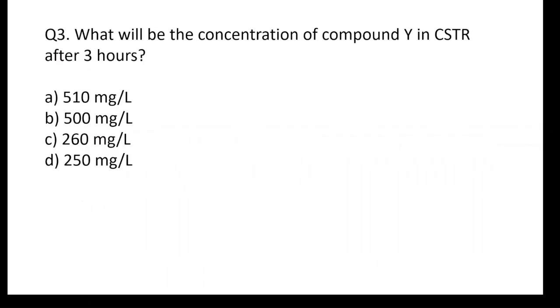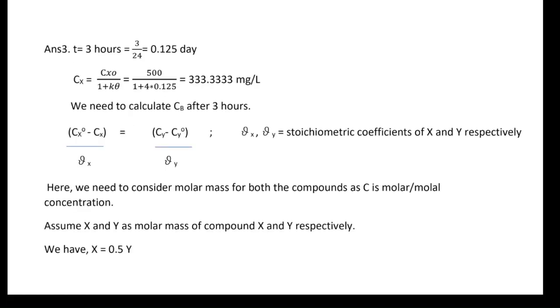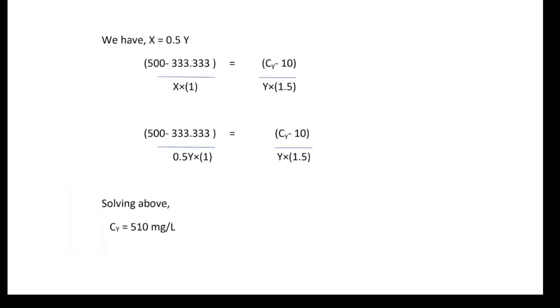So the question was, what will be the concentration of compound Y in CSTR after 3 hours? So we can calculate X first. X is simple, Cx after 3 hours, we got the answer. Cx is equal to 333.333 milligram per liter. Now from Cx we need to calculate Cy. So simple stoichiometry we can use. Both sides it will be equal. Okay. Then just by equating we got the answer.